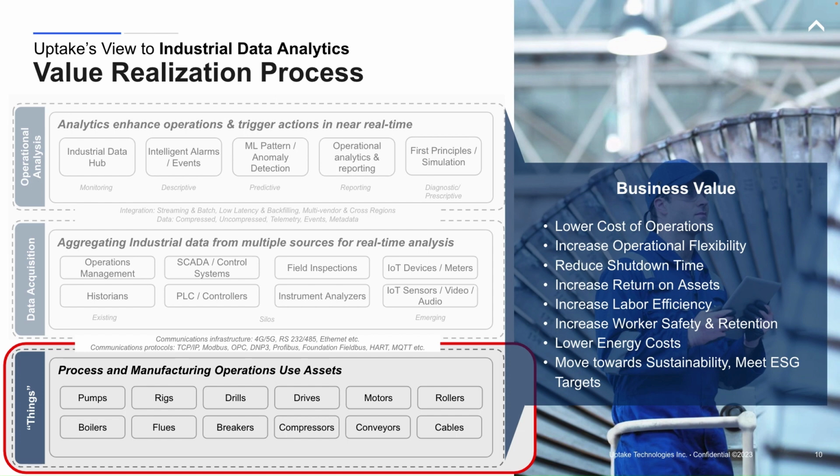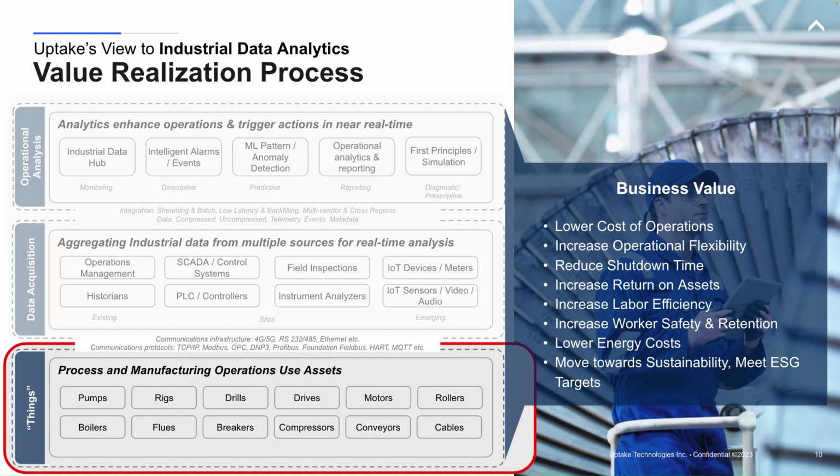So this data gets created with the things at the bottom. So these can be any assets that you have. For example, if you have pumps or conveyors or compressors or boilers, these all generate data. So that can be temperature readings or pressure readings or vibration readings. Any kind of information that these assets generate is then usually stored in some place.